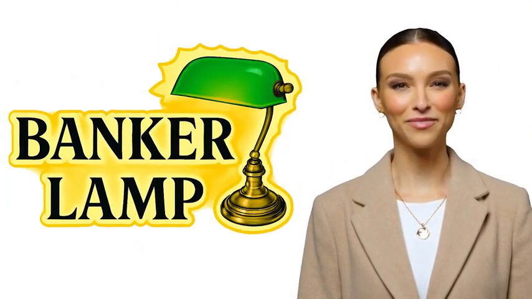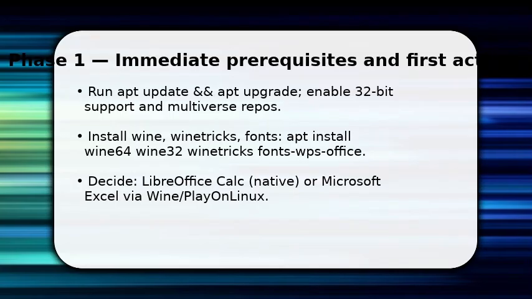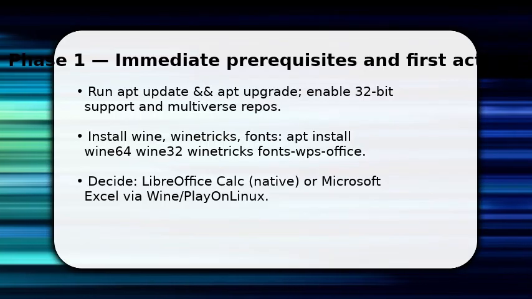Please enjoy the video. You begin by preparing Kali. Run apt update and apt upgrade now, and enable 32-bit support so Wine works correctly. Once done, install Wine, Wine32, Winetricks, and Core fonts with apt. These supply Windows font metrics Excel needs.